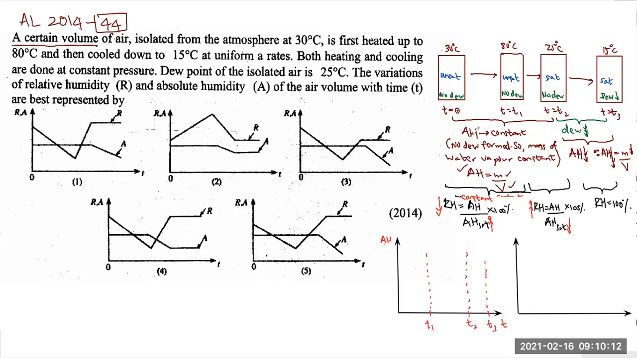How about absolute humidity? Until T2, absolute humidity is constant, because there's no dew formed until T2. After that, it keeps reducing. All the graphs are straight lines, so let's go with straight lines. And if you plot the graph for relative humidity, what kind of graph can we expect for relative humidity with time? Again, T1, T2, T3.